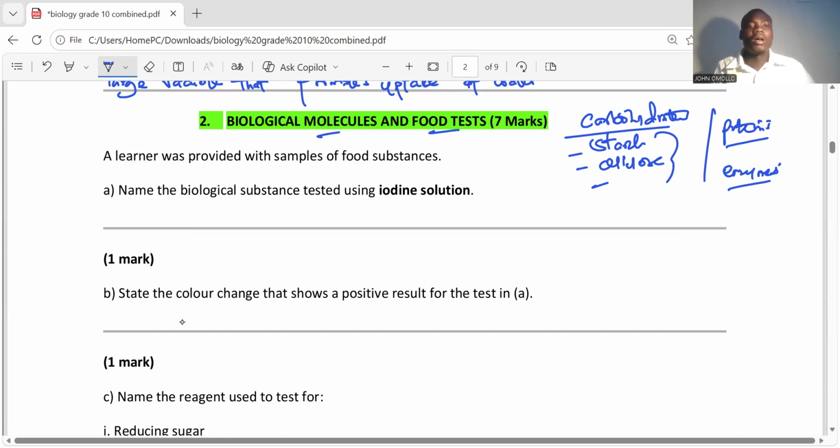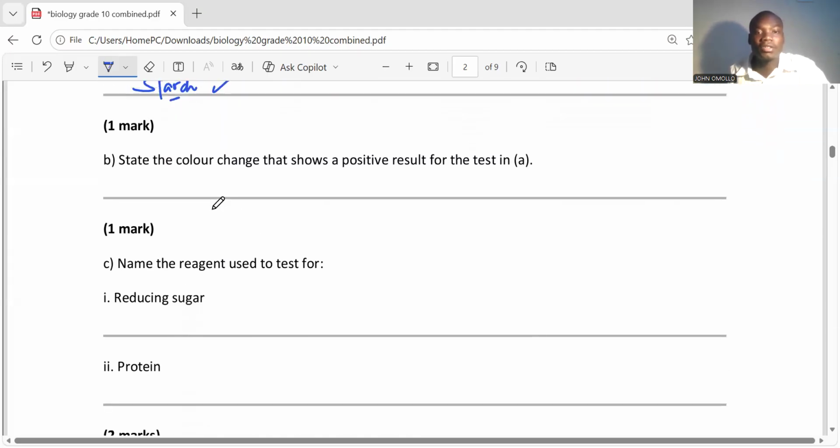Alana was provided with samples of food substances. Name the biological substance tested using iodine solution. The biological substance tested using iodine solution is starch. State the color change that shows a positive result for the test above. The color change that shows a positive result for the test of starch is blue-black.